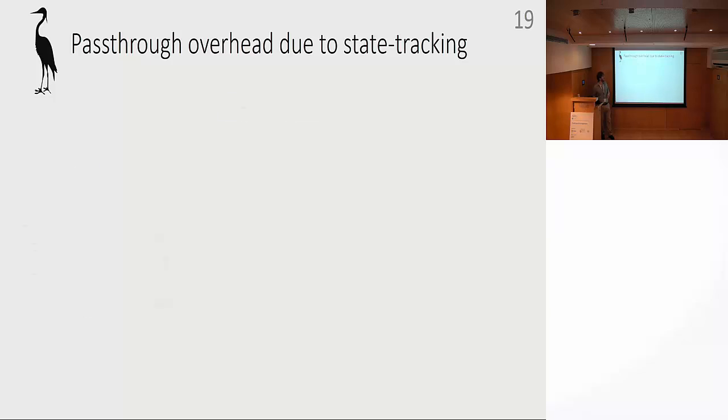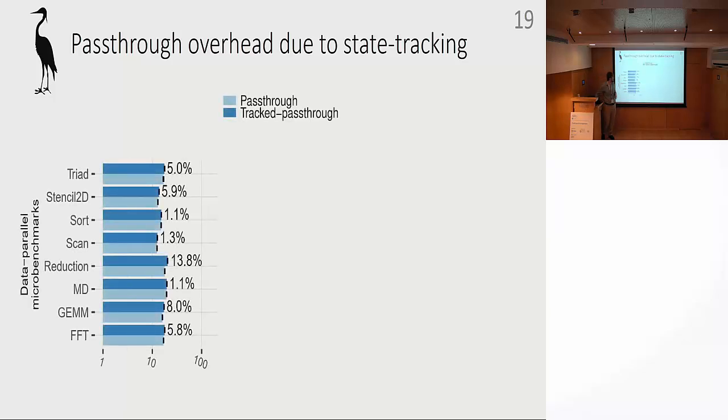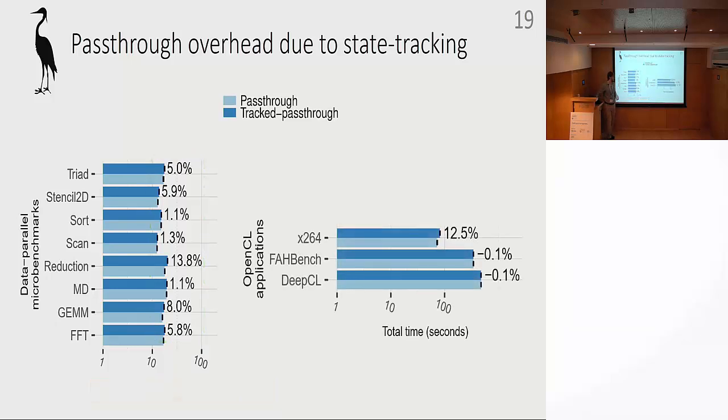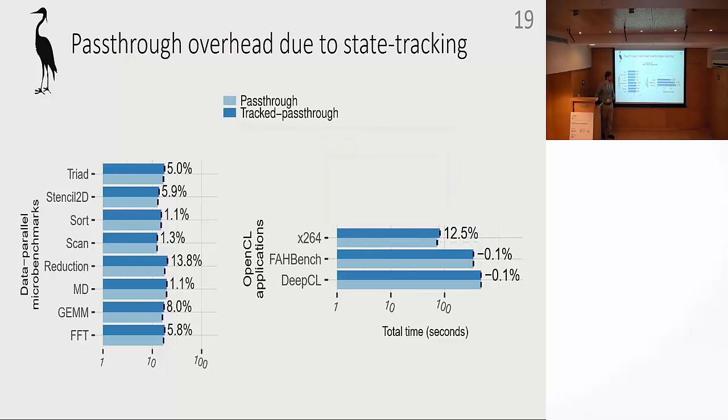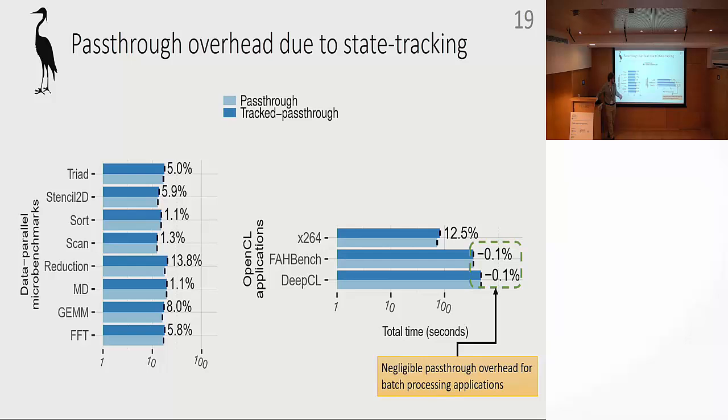Okay, so first let's look at overhead due to state tracking. Looking at the micro benchmarks, we can see that the overhead ranges between 1% to 5% to even 10% for these micro benchmarks. Now let's look at the macro benchmarks. For the video encoder, it turns out that we have about 10% overhead, but I'll show you in the next graph that this is actually okay, since the frame rate is still acceptable for a user-facing application. For the batch processing applications, the overhead is actually negligible, which is a great result, since that's what we care about for batch processing applications.